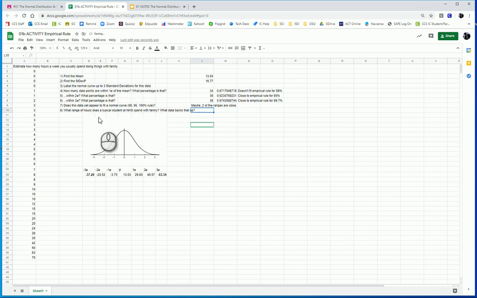Okay. Next, what range of hours does a typical student at NHS spend with family? What data backs that up? Well, if we're looking at our normal curve, we could say anything from 13.03 up to 29.80. That would give us about 34% of the data there. If you went up to 46.57, that would give you more of the data, almost 40-something% or more of it. So it's kind of a judgment call.